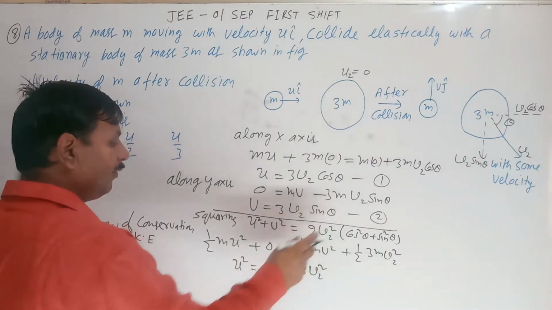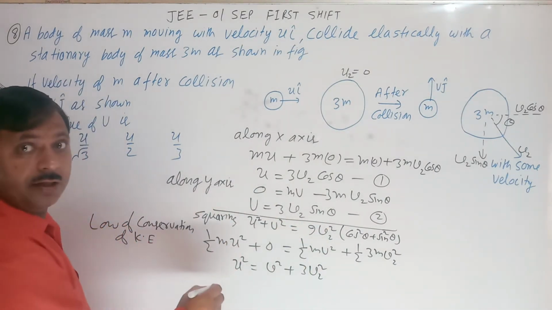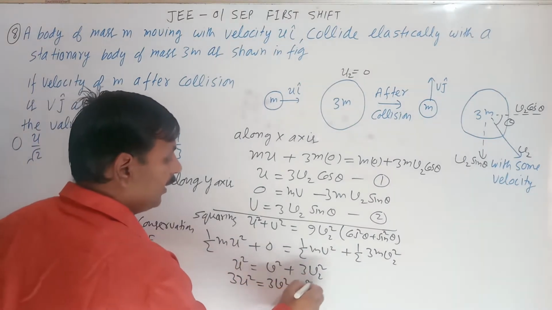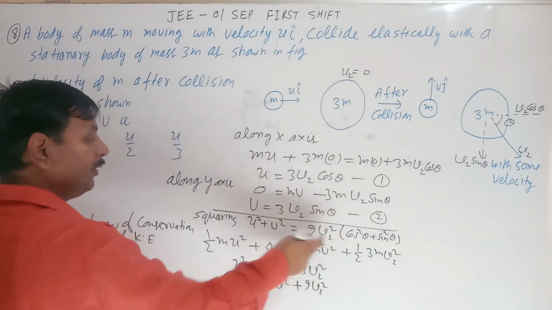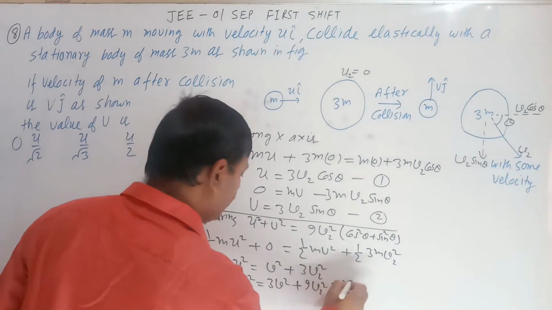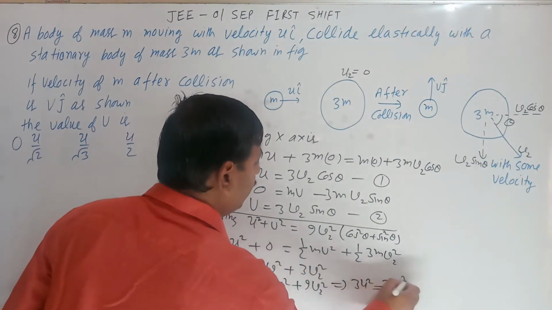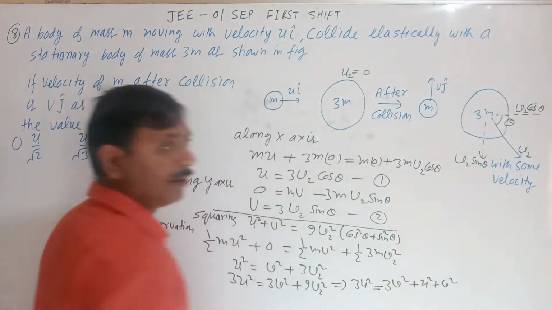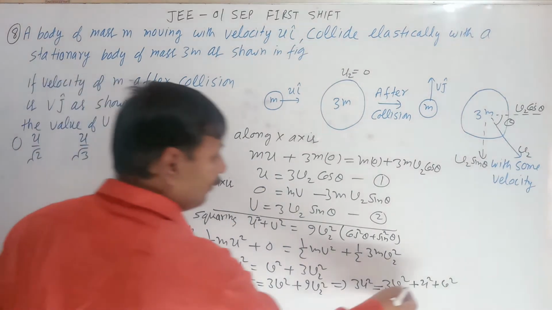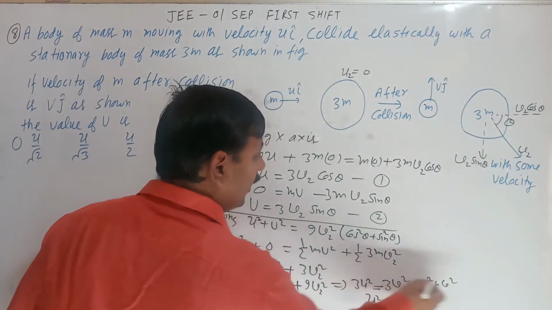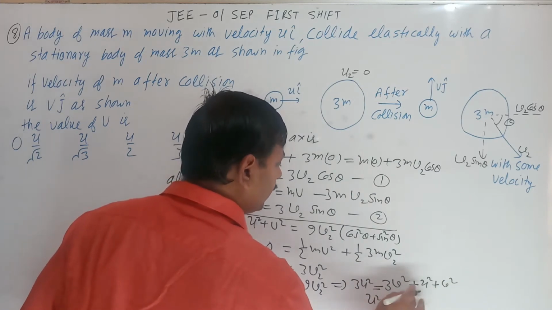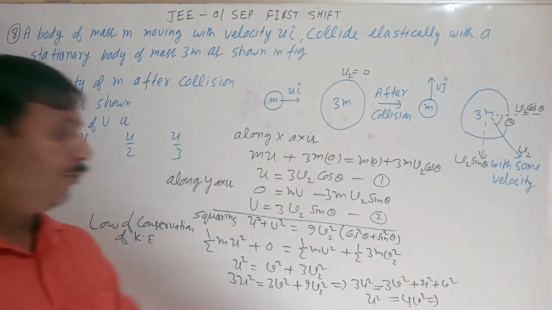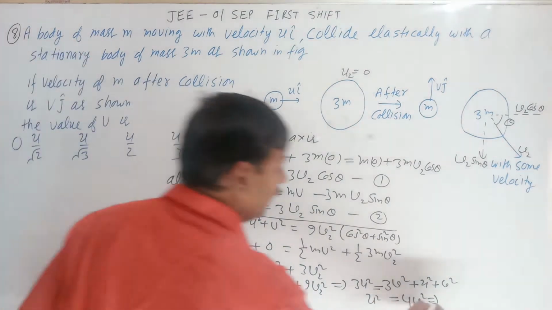Multiplying this equation by 3, what happens? 3u square is equal to 3v square plus 9v2 square, and 9v2 square is u square plus v square. Put it here: 3u square is equal to 3v square plus u square plus v square. You can simplify it. 3u square minus u square, that is 2u square, is equal to 4v square. We can find the relation between u and v.